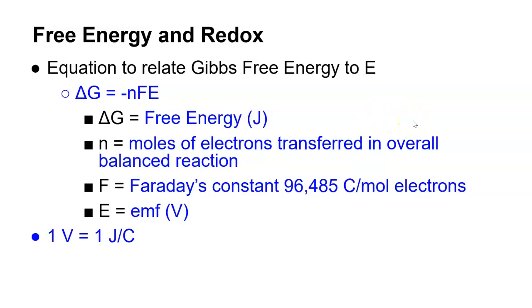So we can relate all of this. The last little thing we're going to do here, and we're going to start it here and then finish it up in class: delta G is equal to negative nFE. This is another equation off the table. Delta G, we know, is the free energy, so it would be measured in joules or kilojoules. N is going to be a little bit tricky, but try not to make it too tricky. It's the moles of electrons transferred in the overall balanced reaction.